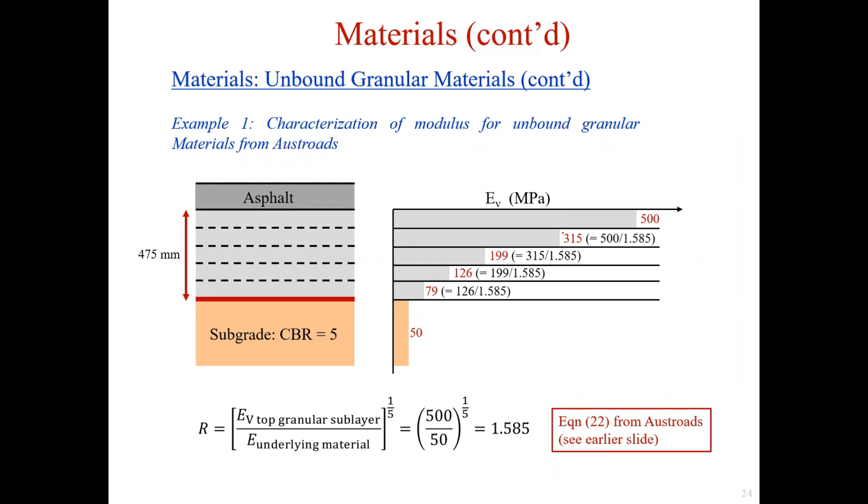The ratio R could be calculated using this formula, and we get the value of 1.585. Then the modulus for the other sublayers could be calculated accordingly. For example, the modulus for the second sublayer is 400 divided by 1.585, equal to 315 megapascal. So in this way, we are able to get the vertical modulus for each sublayer.